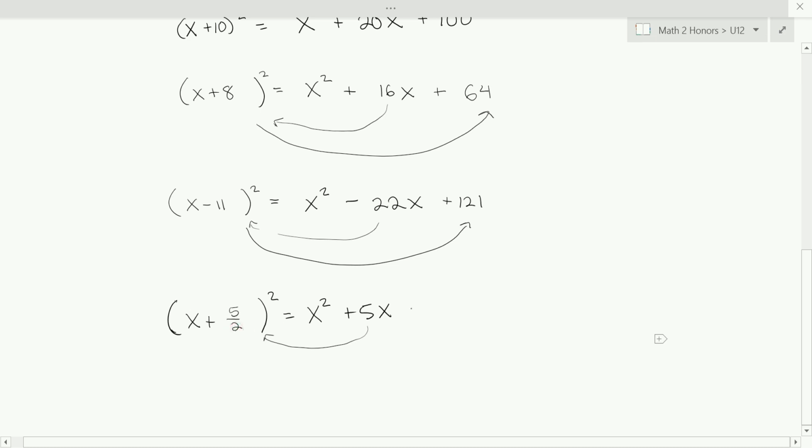So you take that 5, cut it in half, and you get 5 over 2. And then that tells you what you're going to add over here. You take the 5 over 2 and you square it to get what? 25 over 4. So it works with fractions too.